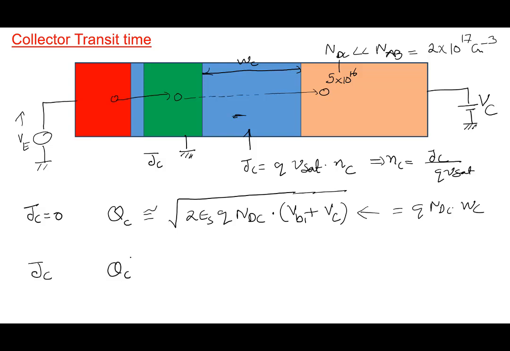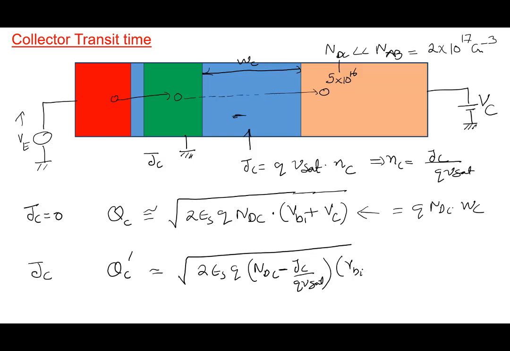So the charge now, QC dash, becomes square root of 2 ES Q times NDC minus JC by Q V sat, times VBI plus VC. This is what happens here. The charge becomes this much because, in addition to the charge due to the doping NDC, which is positively charged, there is now this thing coming in here, N equal to JC by Q V sat. So it subtracts from here.